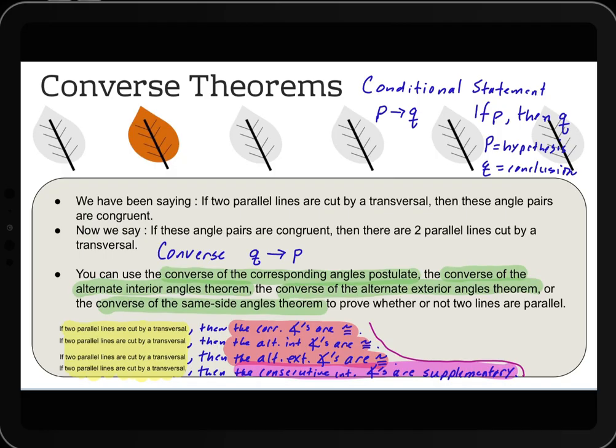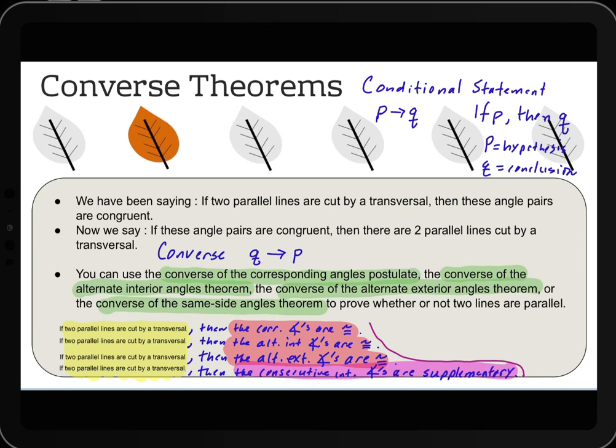But I want you to pay attention to the order. Notice that in that particular set of postulates or theorems, we recognize that we are already given parallel lines. We are establishing that that is a given condition. What we desire to do is to prove lines parallel here.